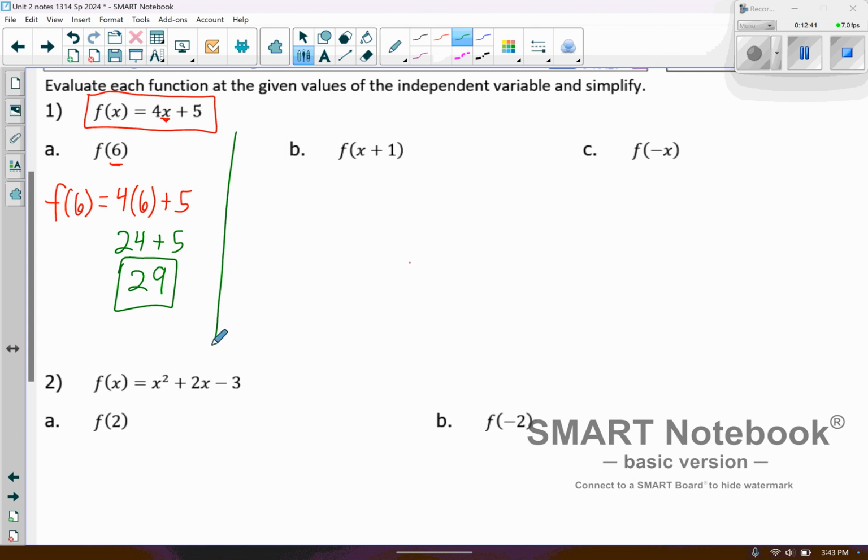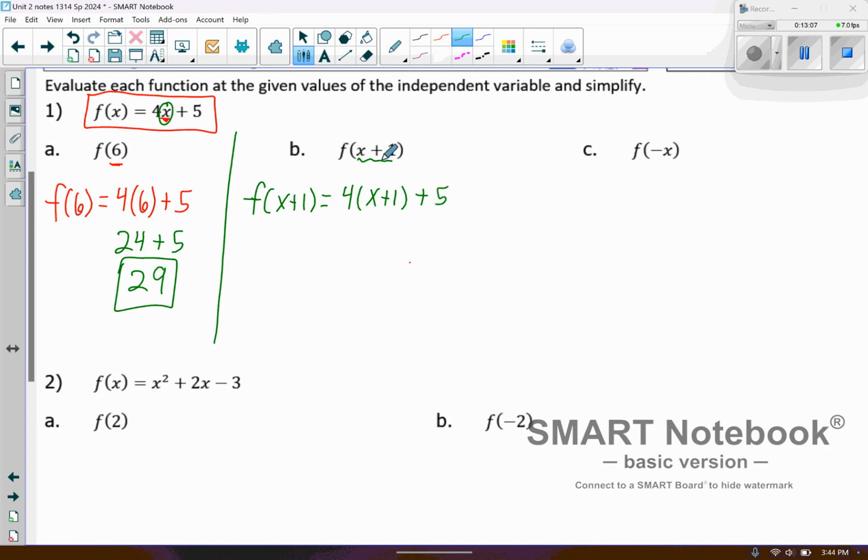Okay, sometimes we're plugging in expressions, not just a value. So right here, they want us to plug in x plus 1. And so that's exactly what I'm going to do. I'm going to plug that in right there. So f of x plus 1. And so I'm plugging in for the x. Instead of 4 times x, it's going to be 4 times x plus 1. And then don't forget that plus 5 on the back part of that.